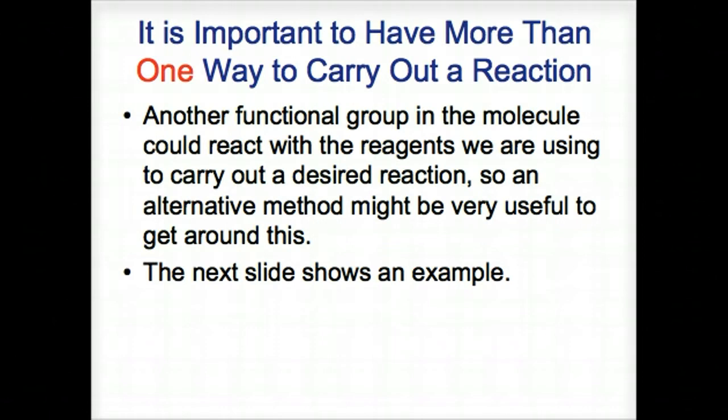It is important to have more than one way to carry out a reaction, as we'll see as we progress through the various reactions of organic chemistry, for various reasons. Another functional group in the molecule could react with the reagents we're using to carry out a desired reaction, so an alternate method might be very useful to get around this additional reaction of another functional group. The next slide shows an example of what we're talking about.